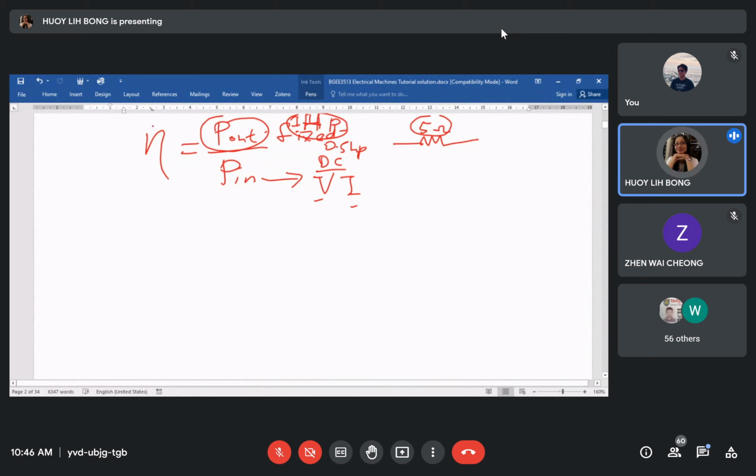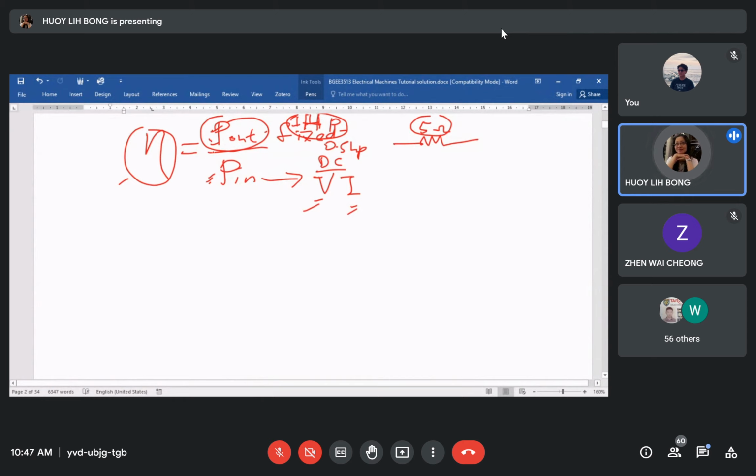Then you need to compare the efficiency also. How to compare efficiency? You also can calculate. You get the output, divide by input. Okay, then let's say you want to plot this also. So there are so many graphs, 1, 2, 3, 4, 5.